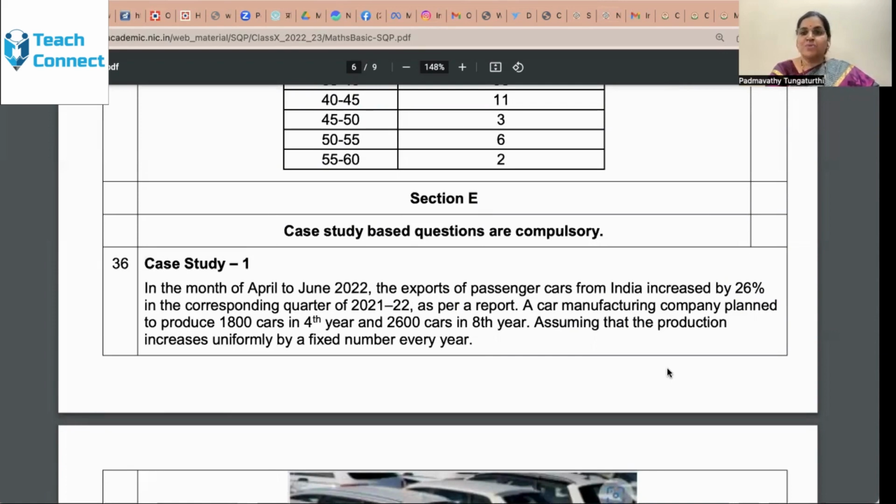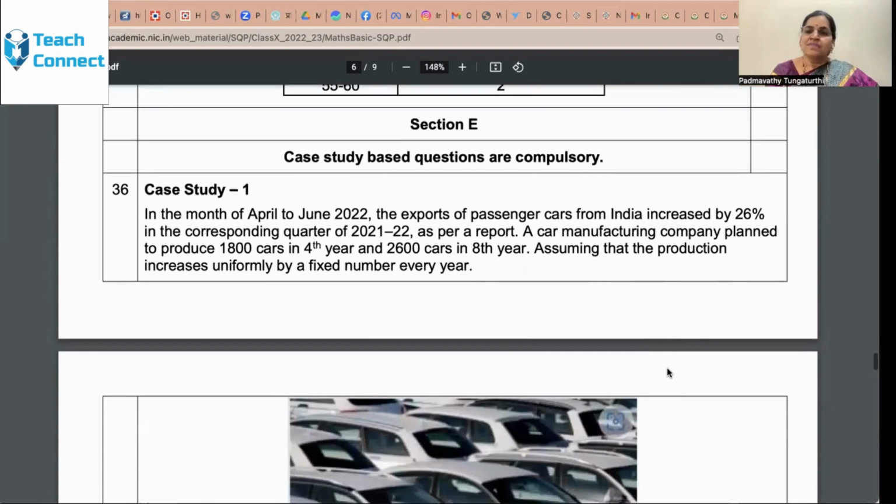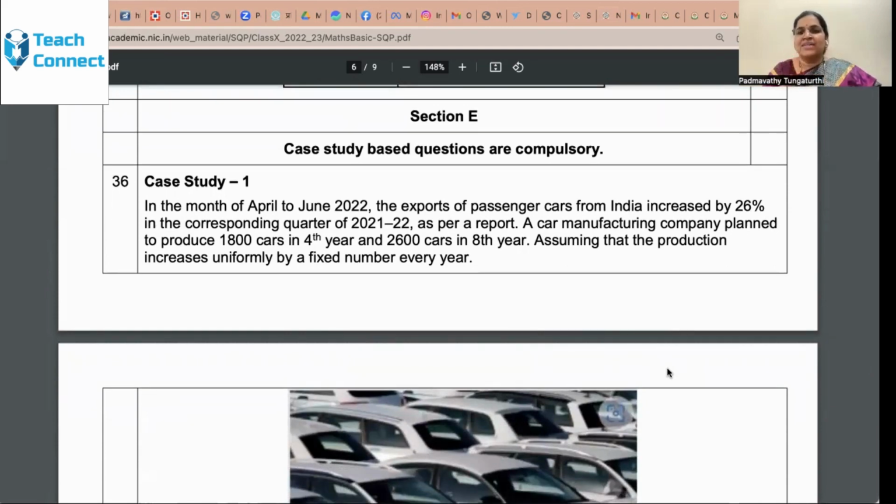Wow, Indians are exporting cars. That's fantastic. 26% in the corresponding quarter as per a report. That means a report should be made. A car manufacturing company planned to produce 1,800 cars in the 4th year and 2,600 cars in the 8th year, assuming that the production increases uniformly by a fixed number every year. That means each time they have a target, they have to meet the target.